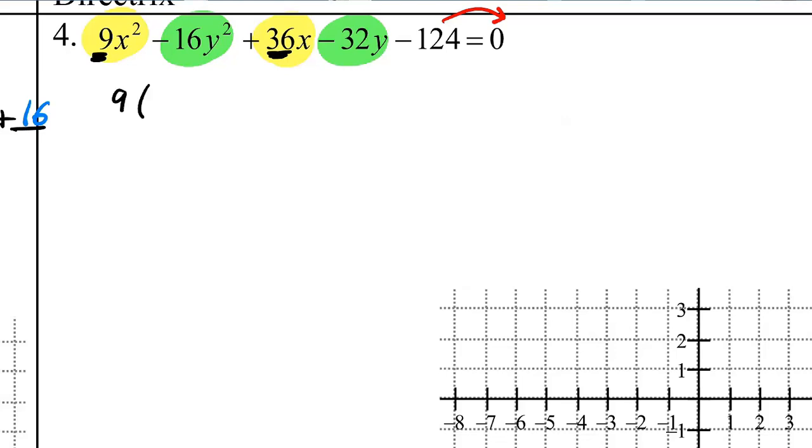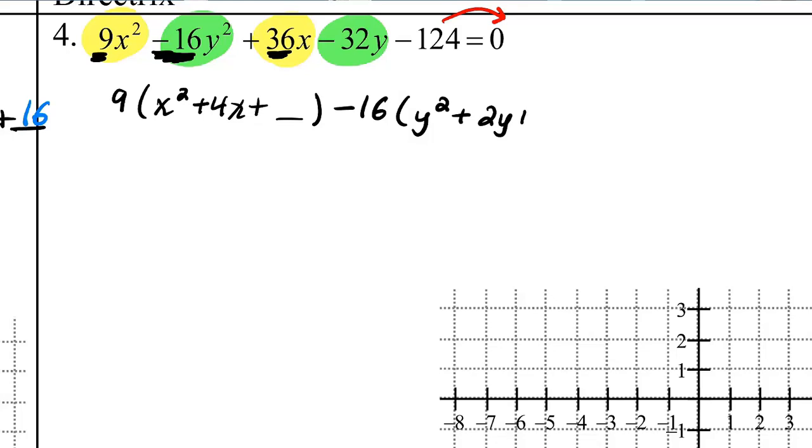So we have a 9, and you have x squared plus 4x plus blank. And then same thing, we have a leading coefficient of 16, and it's a negative 16. So we're going to take a negative 16 out. We're left with y squared plus, because we're taking a negative 32 becomes positive 2y plus blank, and that equals positive 124. Remember, it's a helpful tip to do plus blank, so you don't forget to add those values.